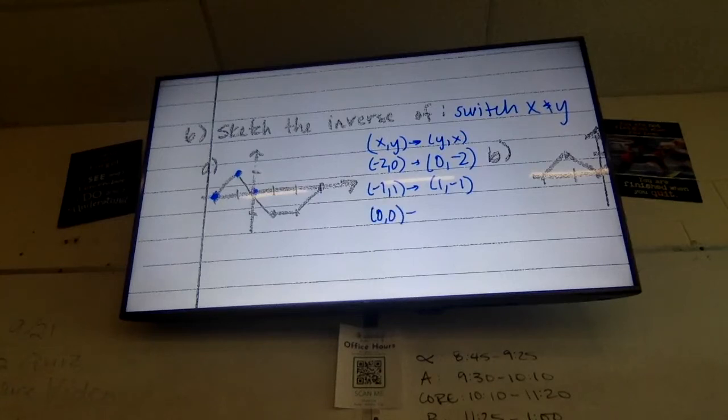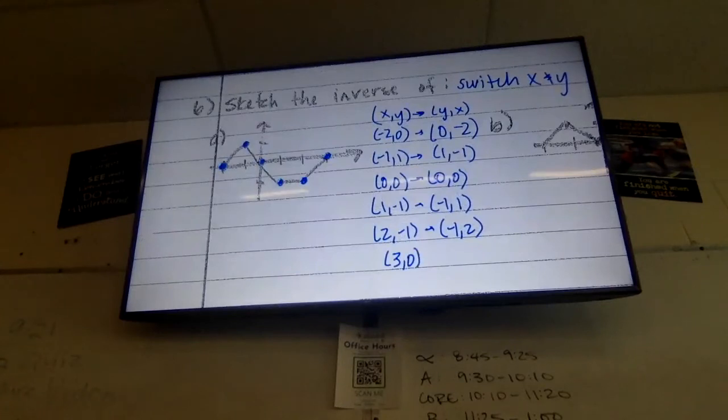My next point is 0, 0, which is staying the same for the next graph, 0, 0. The following point is 1, -1, which then flips to -1, 1. Then I get 2, -1, which switches to -1, 2. And then last is 1, 2, 3, 0, which will flip to be 0, 3. Okay. Now that I've done that, I'm going to graph all of these new points.